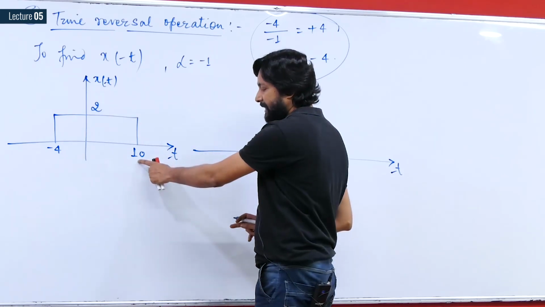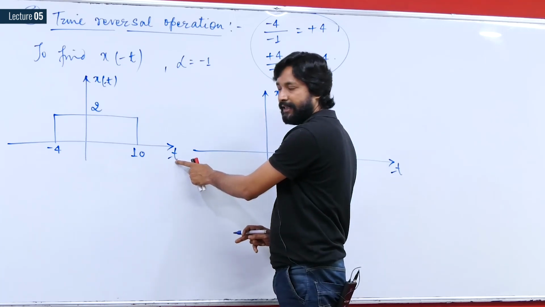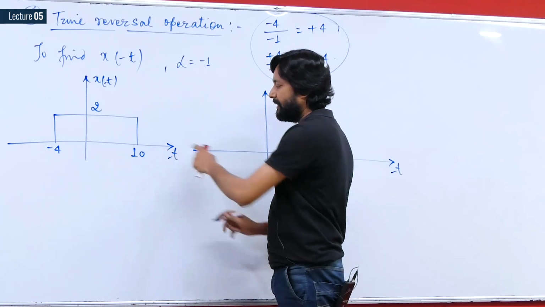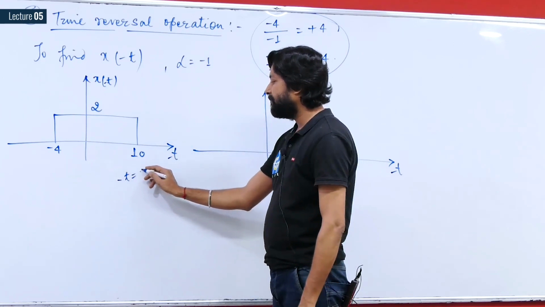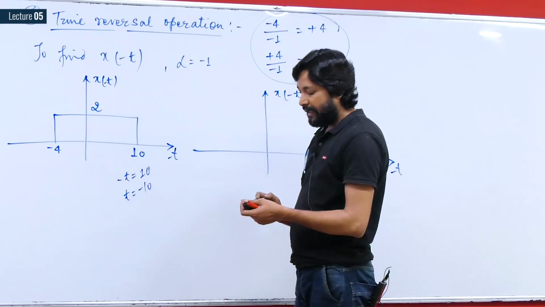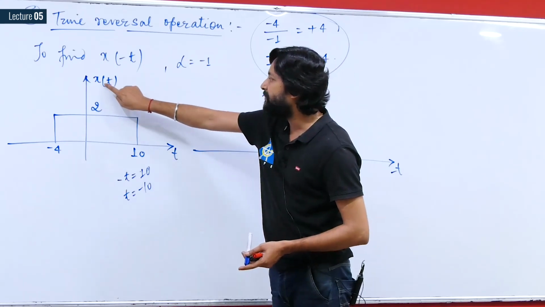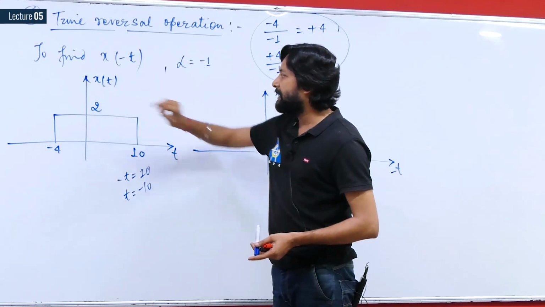Therefore, if this 10 was earlier representing -t, so if -t is equal to 10, then what is the value of t? t is equal to -10. It means after time reversal, if you have to plot, it is the plot of x of t. I just have written minus here just to relate this.